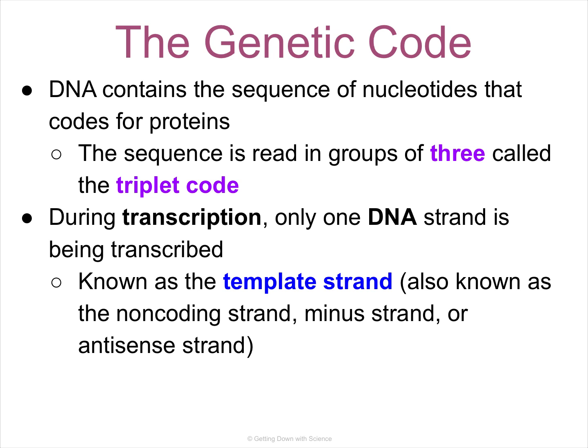All right, so here's really what we call the codon. It's a triplet code, which means it's a set of 3 letters. During transcription, this bullet point right here is important. Only one DNA strand is being transcribed at a time. This DNA strand is known as the template strand. It also has other names: non-coding strand, minus strand, antisense strand. But really you can think of it as the template strand, because that's what it's going to read in order to create the mRNA.